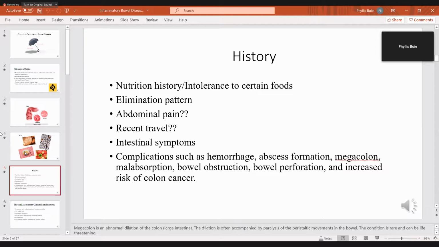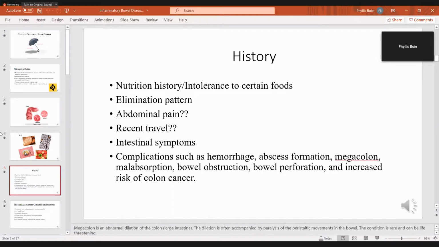Abdominal pain. What type of abdominal pain do you have? Where is your pain located? Does it become more intense after you eat? When we're talking about the elimination pattern, does the pattern seem to be related to any type of stress or any type of certain meals that you eat?